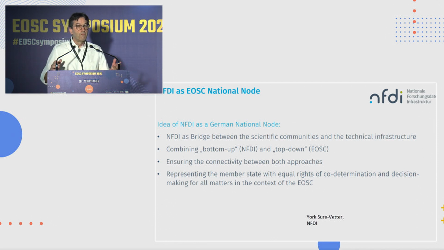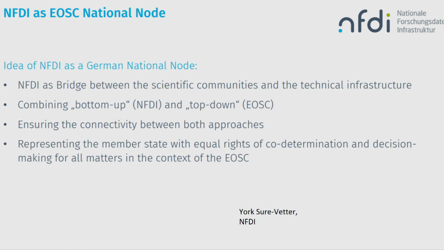Also, the question of national nodes, because we said there could be thematic, regional, e-infrastructures, and of course national nodes. And York from NFDI in Germany highlighted their views on what would be a national node. And I highlight the two important things. We're trying to bridge together the top-down and bottom-up model inside this node, and that can be a useful goal of a node as well. But also highlighting that it represents the member states with equal rights of co-determination and decision-making for all matters in the context of EOSC.